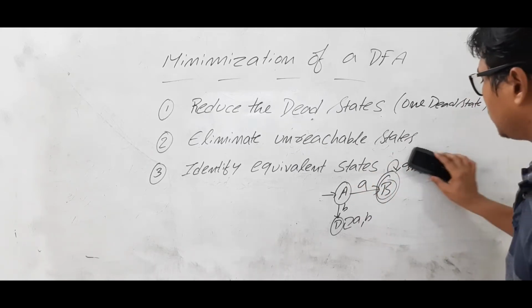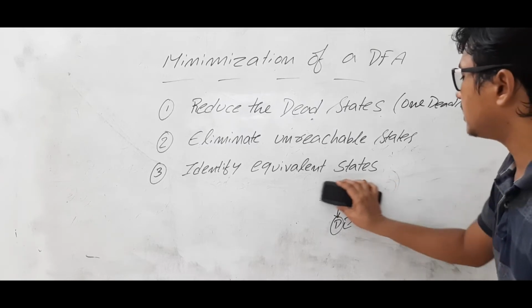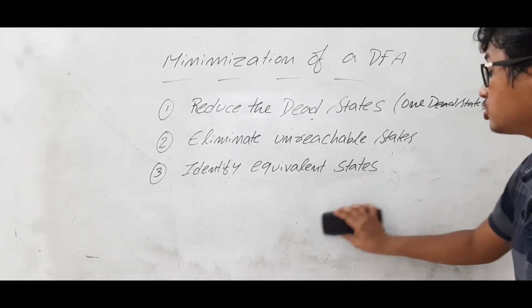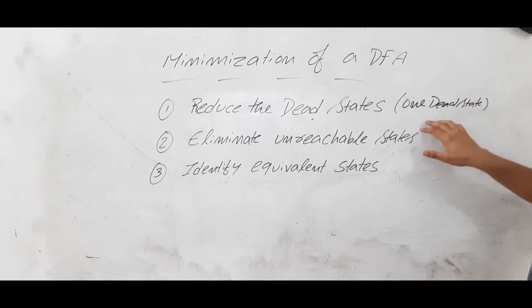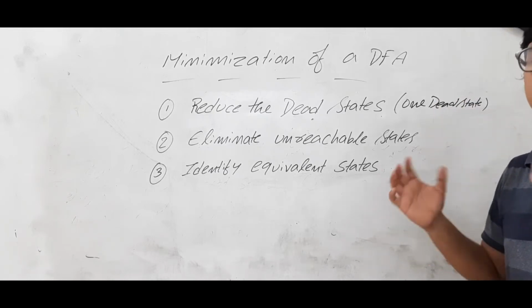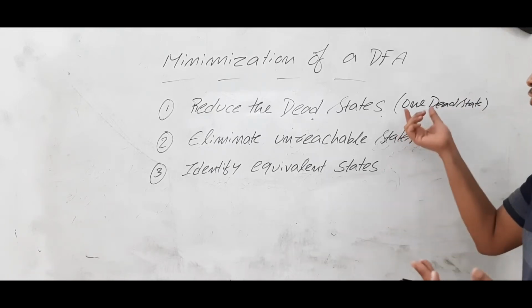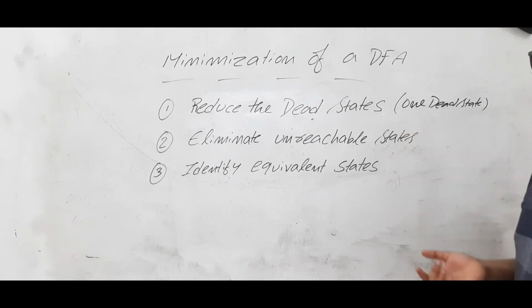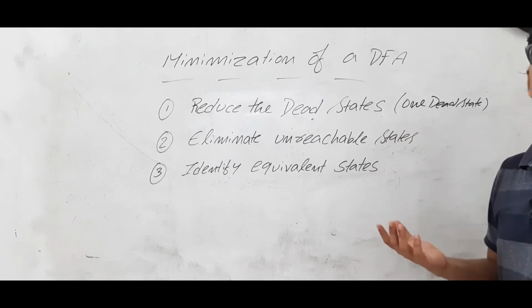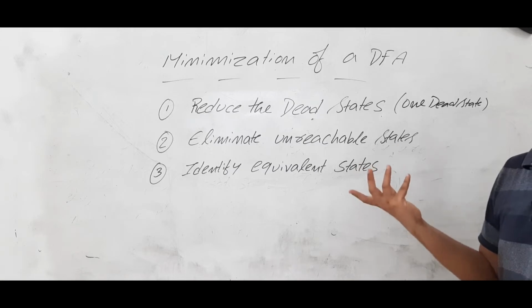So we will try to reduce the number of dead states, and ideally, if it is possible, we will make it into 0 dead states, but if it is not possible, we will at least make it into one dead state. But some DFAs may not have dead states. In that case, the number of dead states is 0.